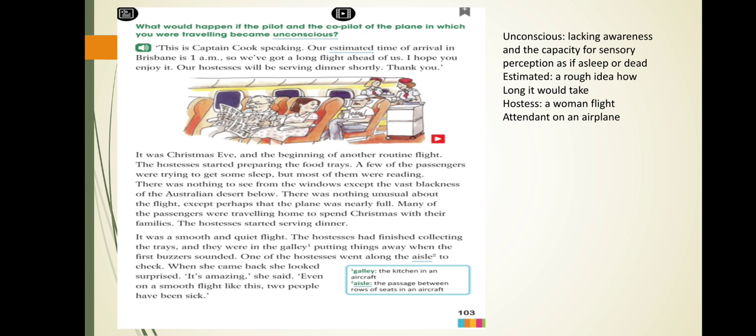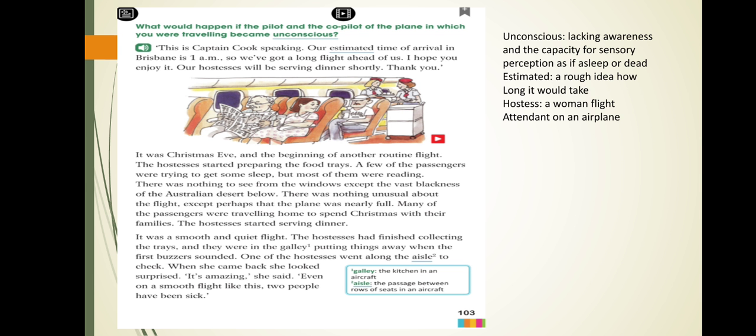It was Christmas Eve. That was a Christmas occasion and the beginning of another routine flight. The hostesses started preparing the food trays. A few of the passengers were trying to get some sleep, but most of them were reading. So it was night, and instead of sleeping, most of them were reading. There was nothing to see from the window except the vast blackness of the Australian desert below.